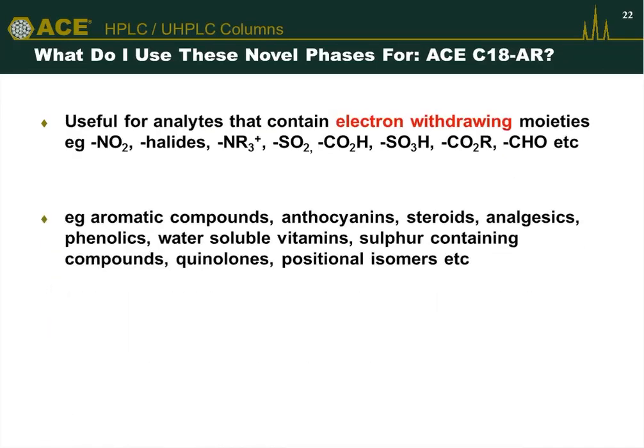So for the C18AR, these are lists of different types of analytes that we've had success with recently, helping different chromatographers separate different types of compounds. Not forgetting that C18AR does have some shape selectivity. It's moderate in its nature. It's not as heavily weighted as it is on the C18PFP, which is very powerful for shape selectivity and isomer resolution.